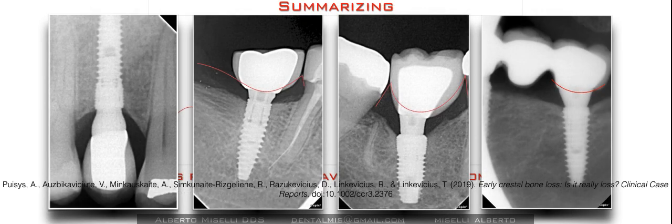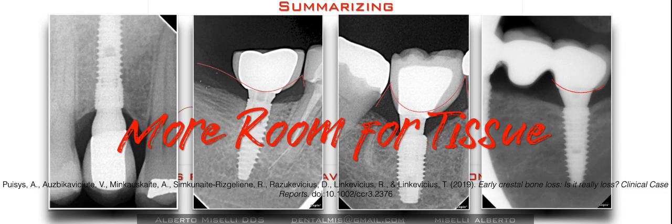Okay. These 4 cases are similar. In the first, this implant was placed subcrestal and the bone goes to the platform. In the second, the bone goes to the platform as well. And in the third, the same. And in the fourth, the bone remodeled down, but only until the implant platform. Because we create more room for tissue. Okay.